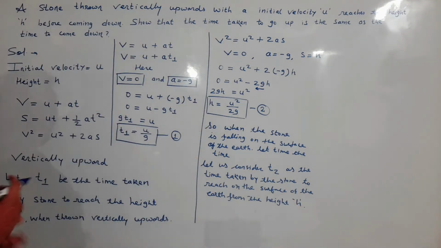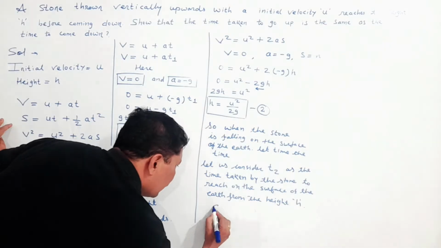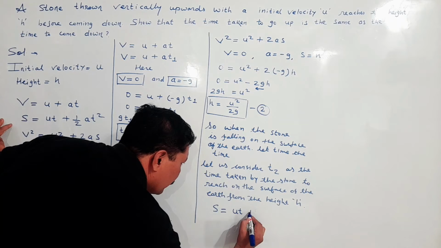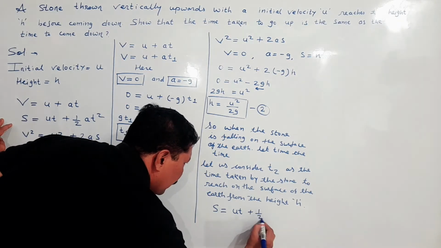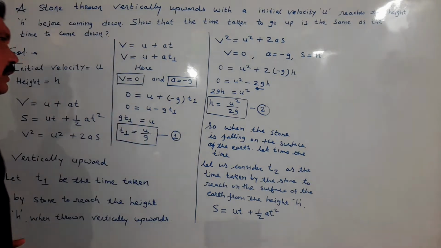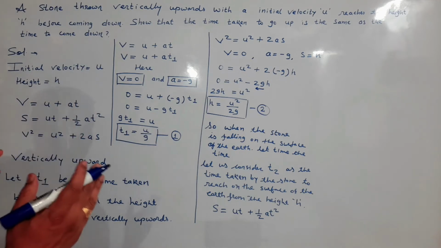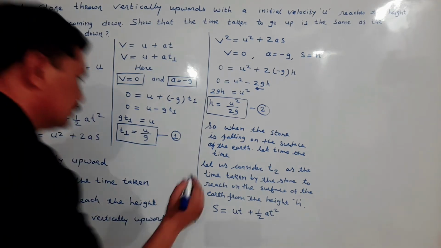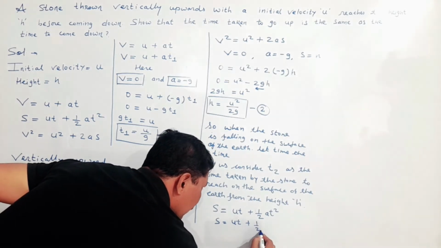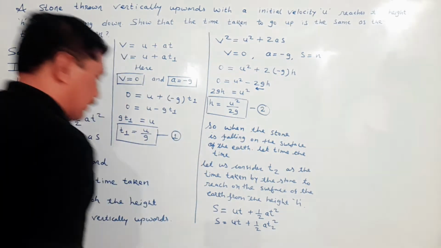So my dear student, we will take use of another kinematical equation, that is S is equal to ut plus half a t square. Now my dear student, here time we have considered, and this time we have considered as t2. So this equation will be s is equal to ut plus half a t2 square.